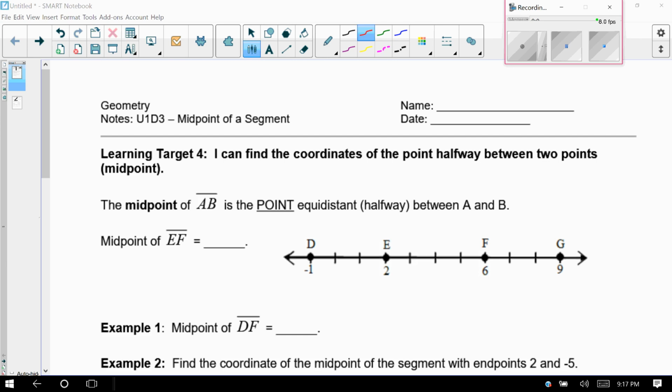So today we're going to be going over the midpoint. We already found out how to measure a distance. Let's look at the first one.